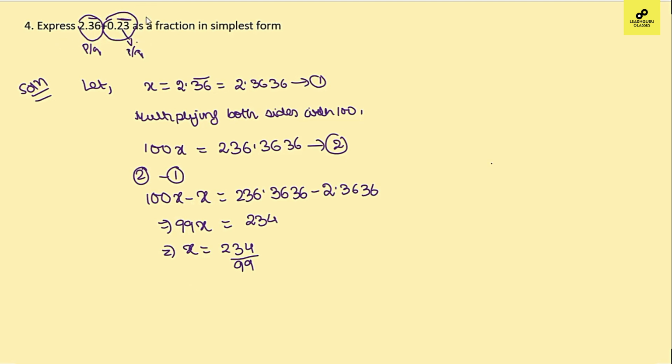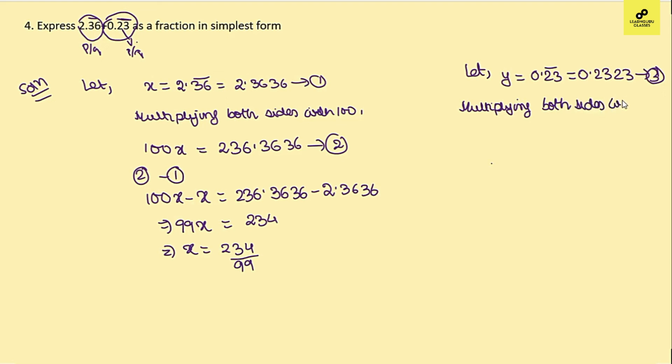Now let's come to this part. Again, let y equal 0.23 bar. So that can be written as 0.2323, equation 3. Since 2 digits are under the bar, multiplying both sides with 100, this becomes 100y equals 23.2323. This is equation 4.